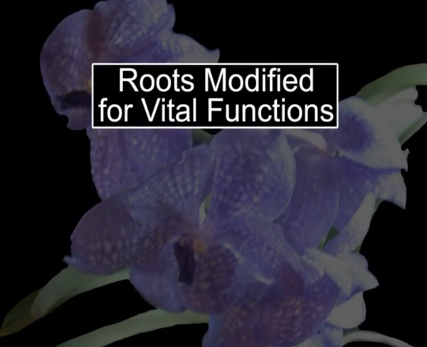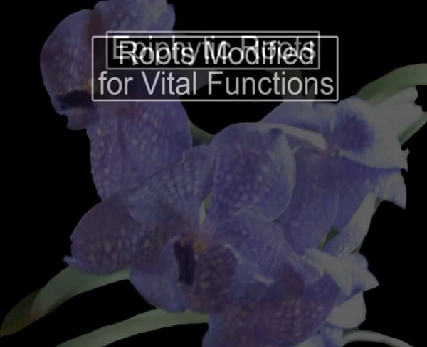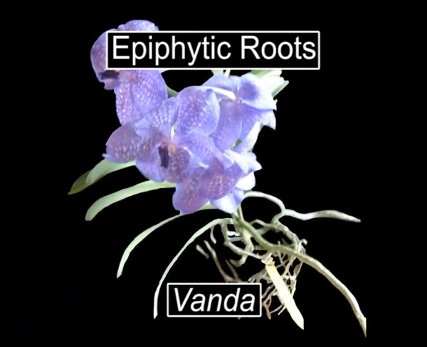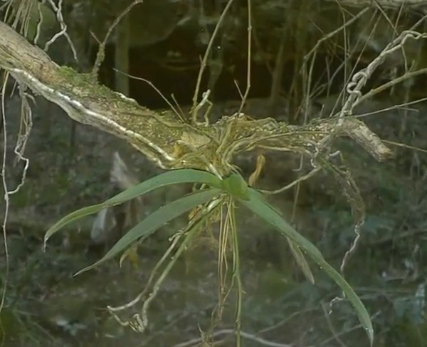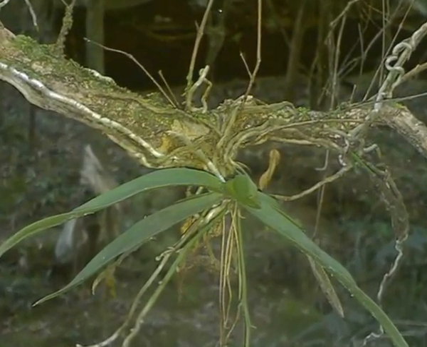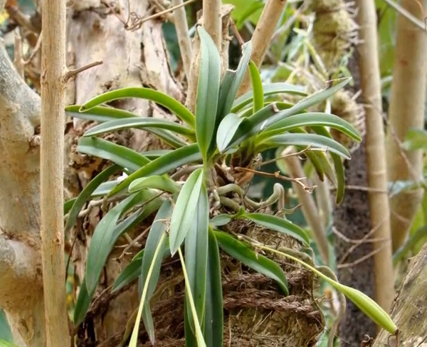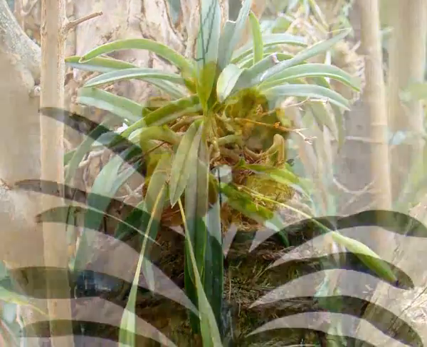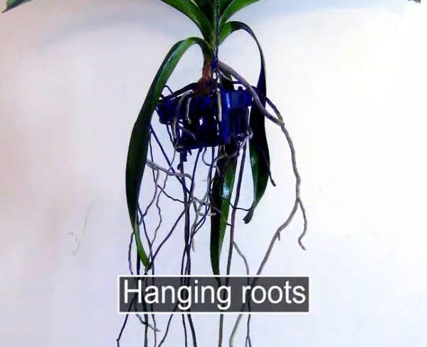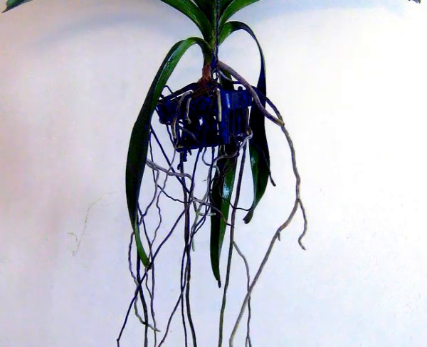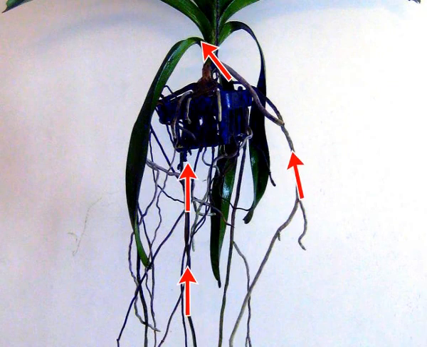Different types of roots modified for vital functions are epiphytic roots. These roots develop in some orchids like Vanda. As shown here, these roots grow as epiphytes, means plants living on other plants. They live upon the trunk or branches of other trees. We can see here that these hanging roots are thick and irregular, having special sponge-like tissue called velamen for absorbing moisture. So velamen does the function of root hair as they absorb water from atmosphere, dew, and rain.